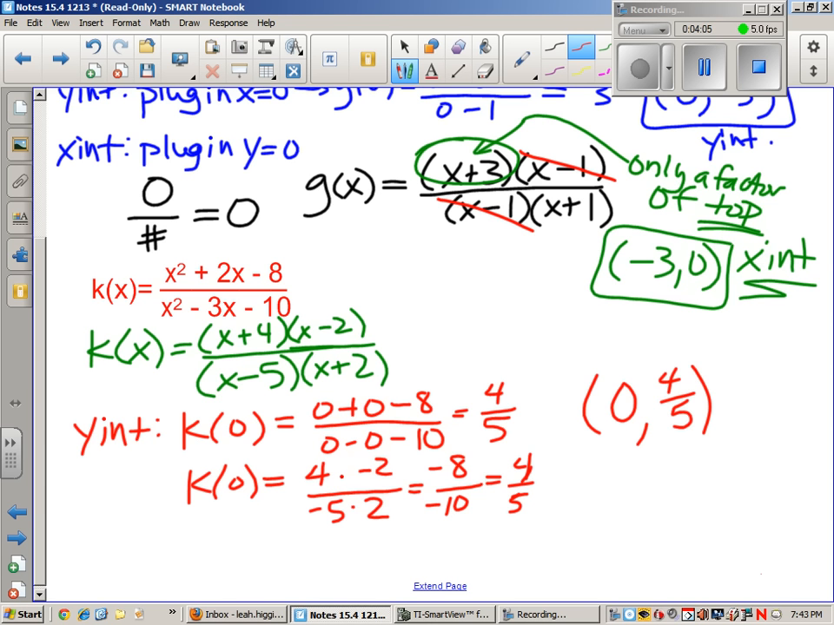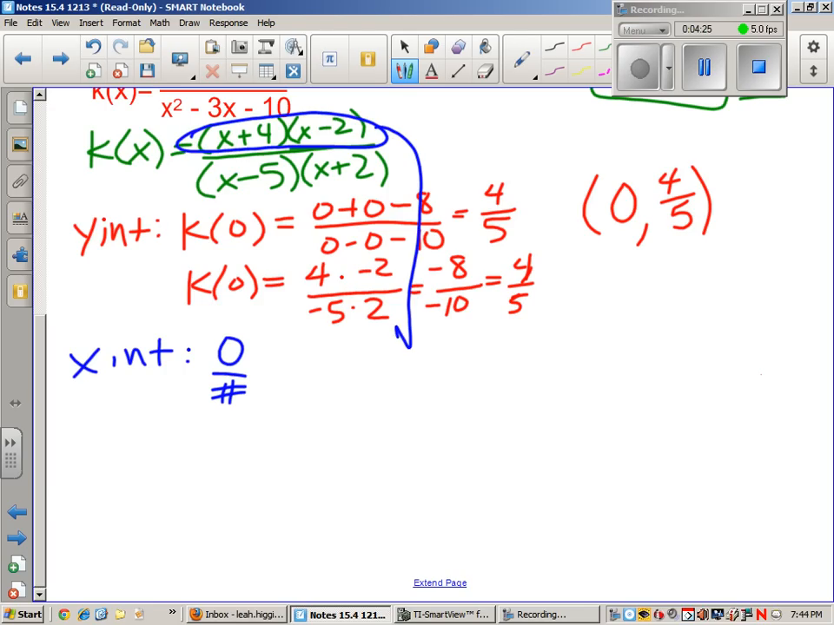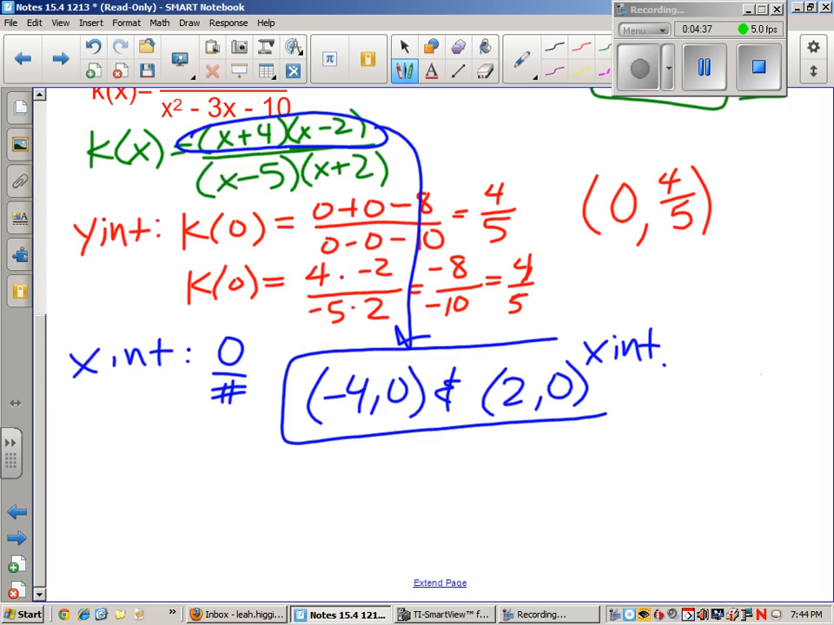Okay, my x-intercept, again, is what we want, is to look at when the top only is equal to 0. 0 over a number. Okay, we want a y-coordinate of 0, meaning 0 over a number. So that happens at these two factors right here. We're looking for those two guys right here. So at negative 4, comma 0, and 2, comma 0, those are our x-intercepts, because we know we have a y-coordinate of 0. Okay, x-intercepts. This one was a y-intercept.